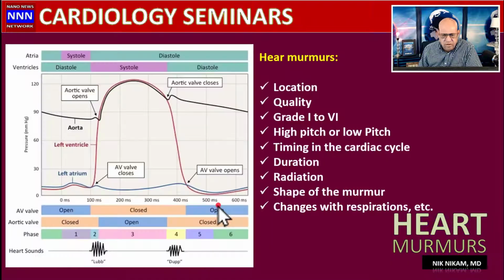So ladies and gentlemen, just to summarize, when we are focusing on heart murmurs, we need to consider first location, then the quality of the murmur, grading, the pitch or the intensity, timing in the cardiac cycle, duration, radiation. For example, the mitral regurgitation murmur radiates to the left axilla. The aortic murmur radiates to the neck along the carotids. Shape of the murmur and changes with respirations.